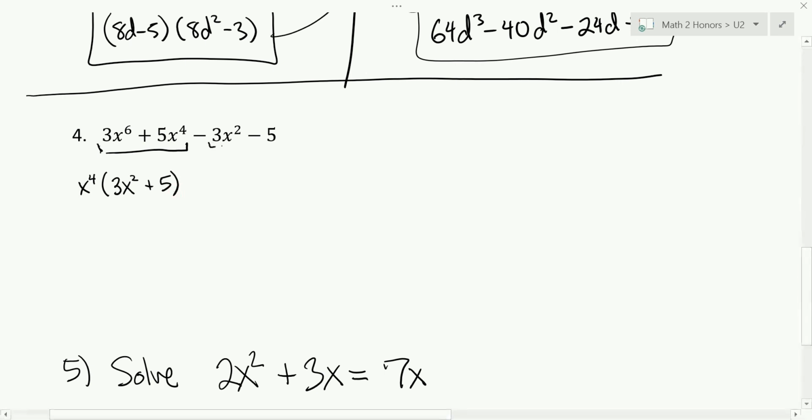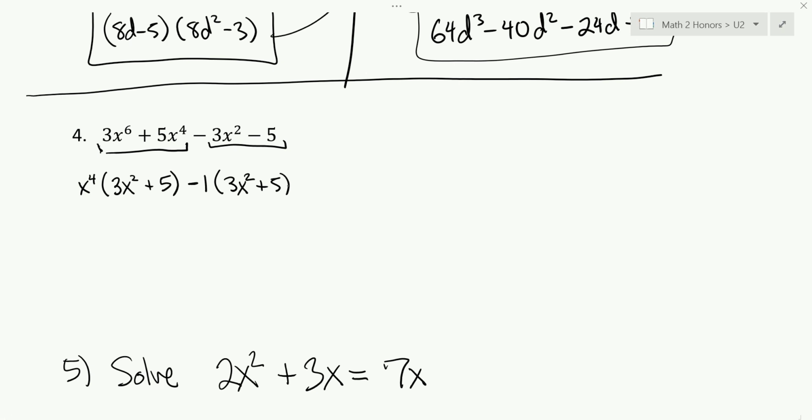Look at the second half. It's got a minus sign, so I'm pulling out a minus. And then besides that, I can't really pull anything out, so I'm just going to pull out a 1. And I change the signs because I'm dividing by a negative, so I get positive 3x squared plus 5. So there's no mistake yet. The mistake that I'm noticing, as more than one of you, is on this next move here.